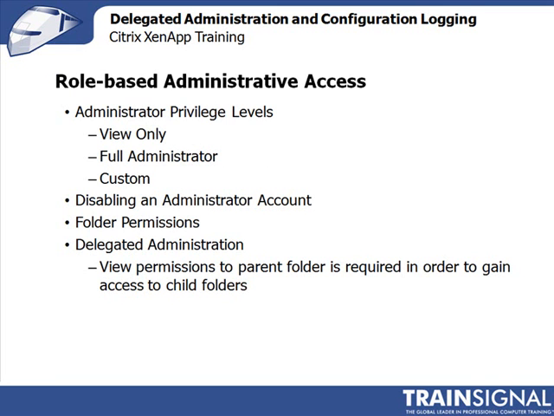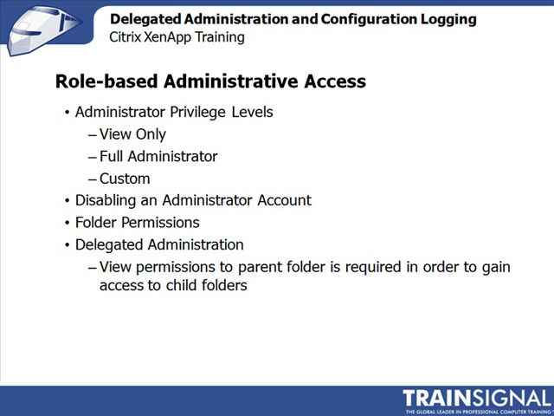So the first thing we're going to start off with is role-based administrative access. So when you're inside the farm, and I'll show you this once we get into the demonstration portion of this lesson, you can create several administrative accounts that can log on to the Citrix farm. Now by default there are three roles, or three privilege levels, if I can call them that, that you can grant these particular administrative accounts. You can have view only, which means they'll have access to the entire farm. They can only see what's going on.